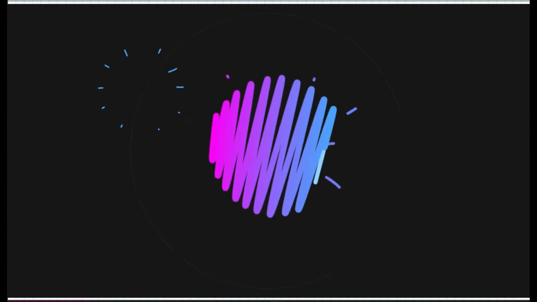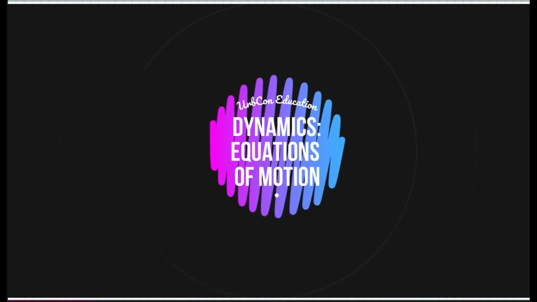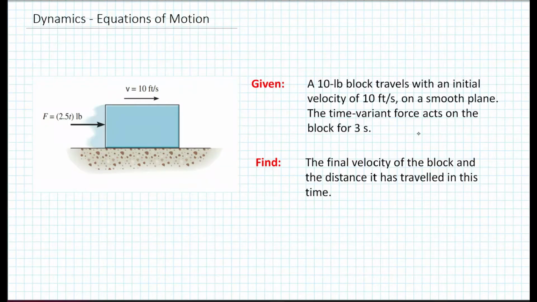Hey everyone. So we're now looking at equations of motion. Looking at this example, we're given a 10-pound block that travels with an initial velocity of 10 feet per second on a smooth plane. The time variant force acts on the block for 3 seconds. We're told to find the final velocity of the block and the distance it has traveled in this time.